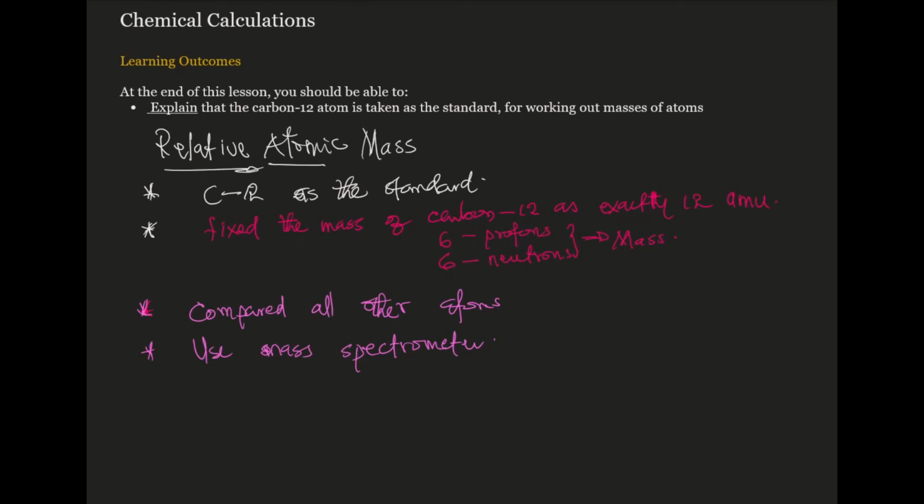For example, you know that carbon-12 is written this way. See, 12 and 6. The 12 on top here stands for the atomic mass or mass number, and then the 6 stands for the proton number. So carbon-12 has mass number 12 and proton number 6. So now, if they want to measure the mass of magnesium, they compare it to this.